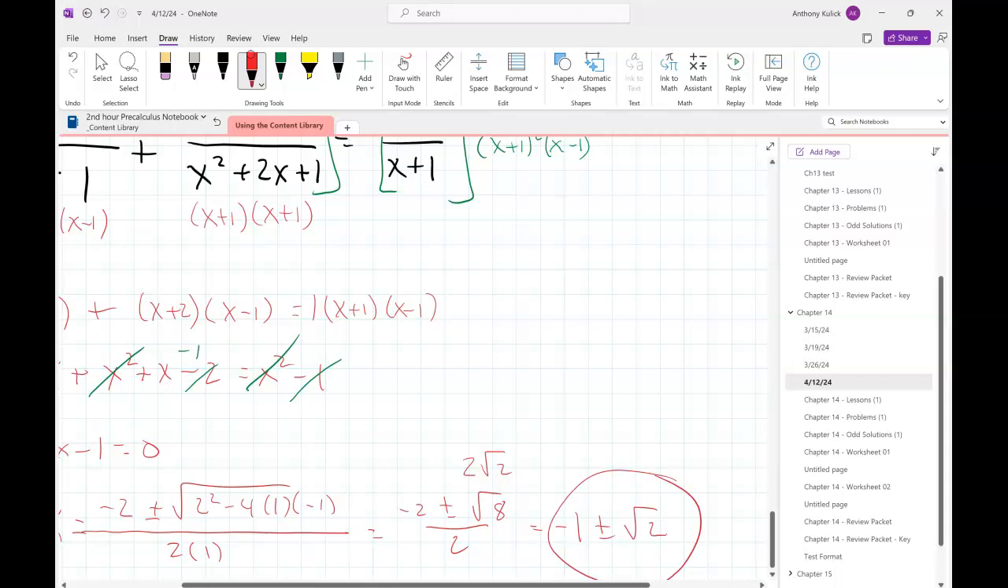Now I should check my answer. I need to check for an extraneous solution. Clearly that's not going to be extraneous though, since the zeros of the denominators would be 1 or negative 1, and that ain't that. But that's the idea. Is that okay?